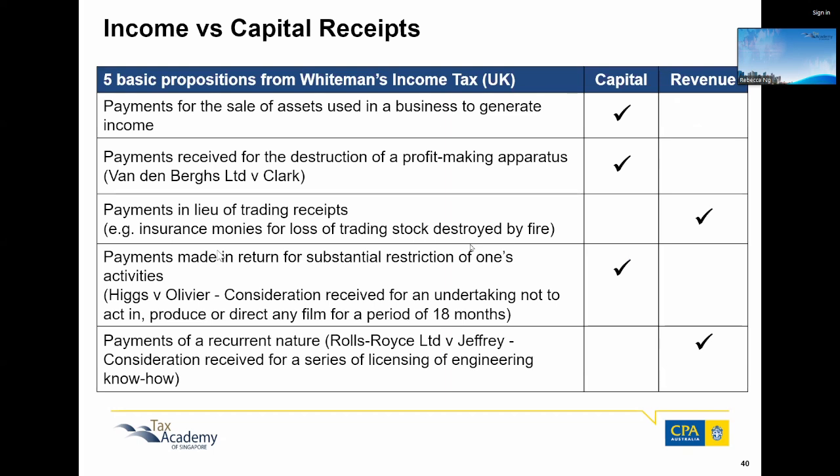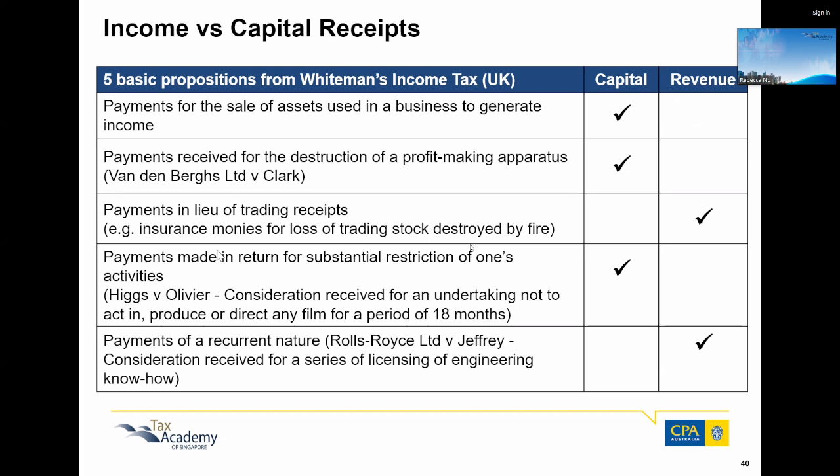Also, to determine whether the receipt is an income or capital receipt, we will take guidance from the Whiteman Income Tax, which lists the following 5 basic propositions. Payment for the sale of assets used in the business to generate income is regarded as capital receipt, is not taxable. So the payment received for the destruction of profit-making apparatus, like the franchise, if that's the only franchise agreement, is regarded as capital receipt and it is not taxable as well.